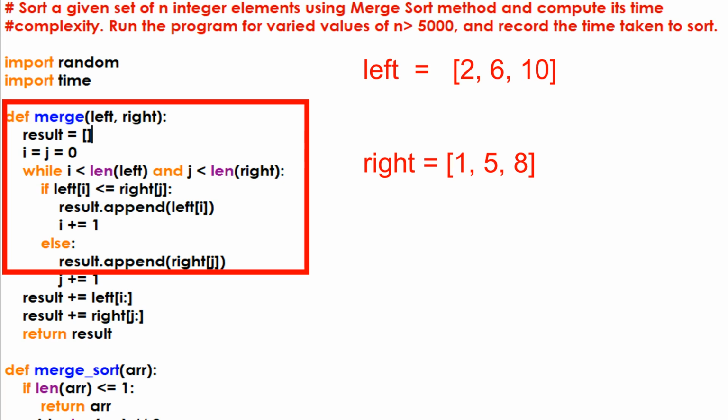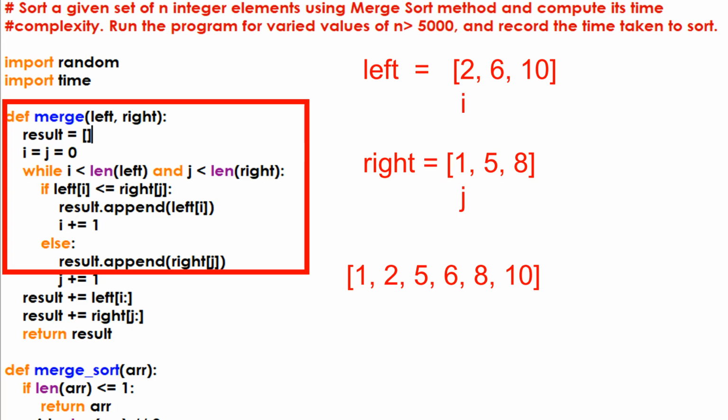Suppose left and right. We compare the first elements 2 and 1. Since 1 is less than 2, we take 1. Then 2 and 5, take 2. Then 6 and 5, take 5. Finally, we get 1, 2, 5, 6, 8, 10. Initially, result is equal to empty. After comparisons, result is equal to 1. Then 1, 2. After that 1, 2, 5. And finally 1, 2, 5, 6, 8, 10.